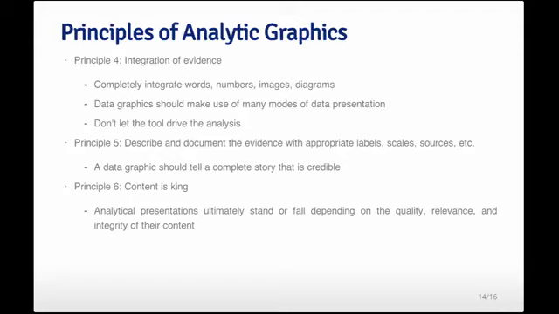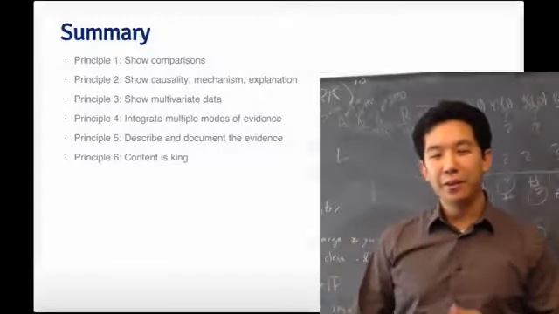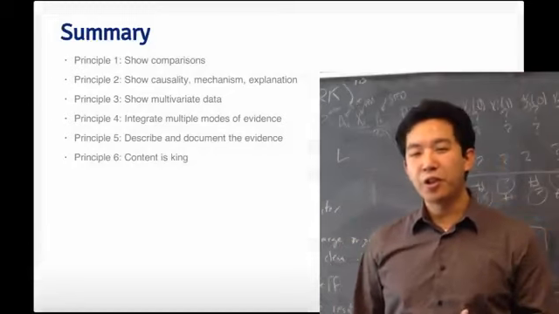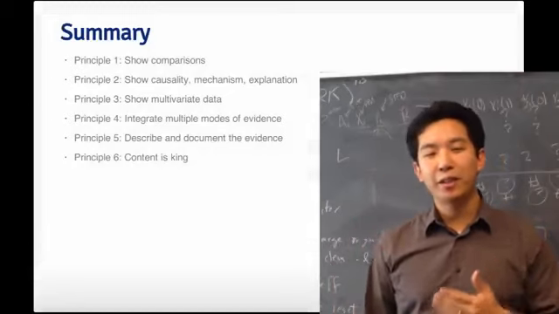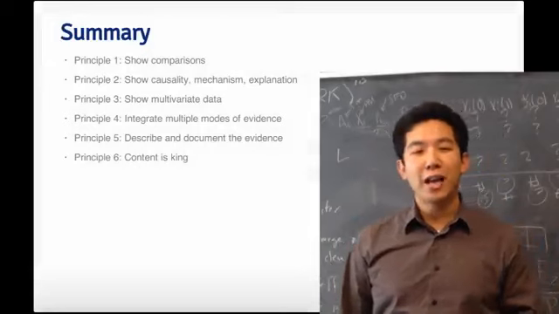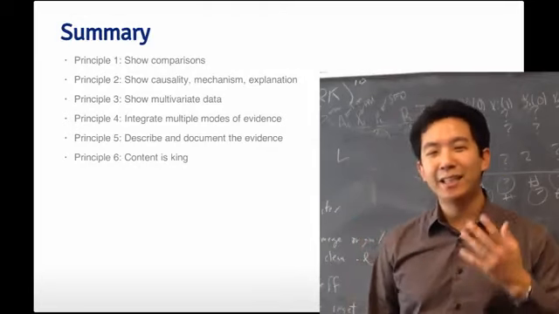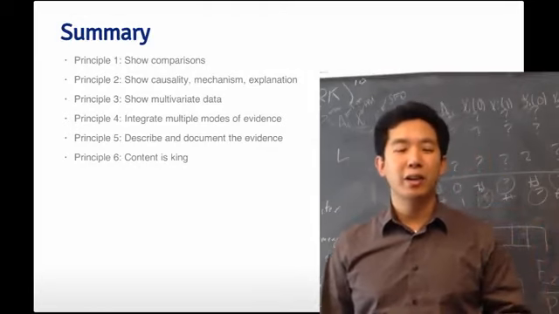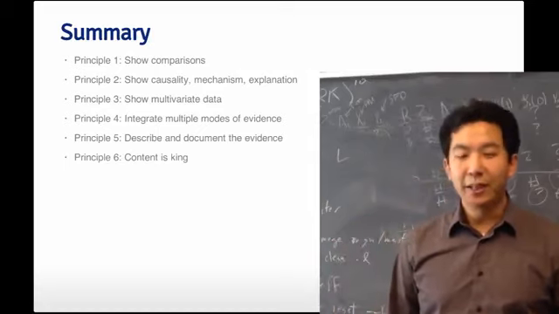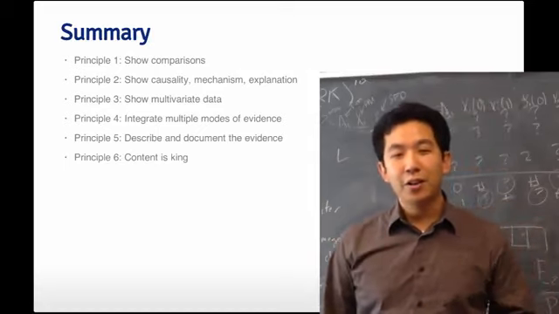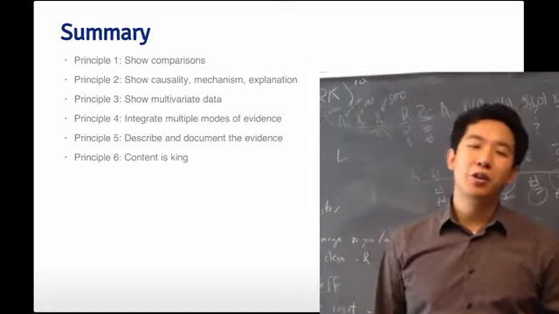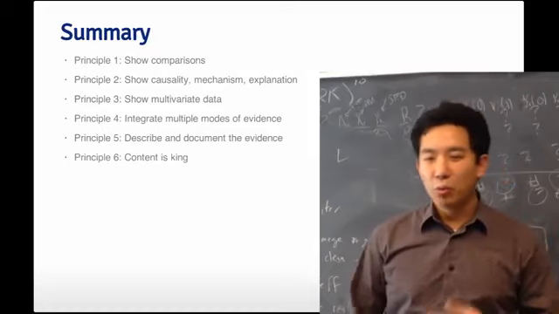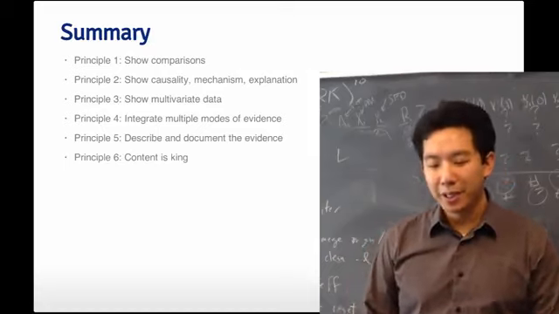So just to quickly summarize, the six basic principles are: first, show comparisons. Always show something relative to something else. Second, show causality or mechanism, or explain, at least try to explain how the system is working, how the world is working, at least according to your ideas. The third is to show multivariate data. Always try to show more than two variables because the world is complex and involves many variables.